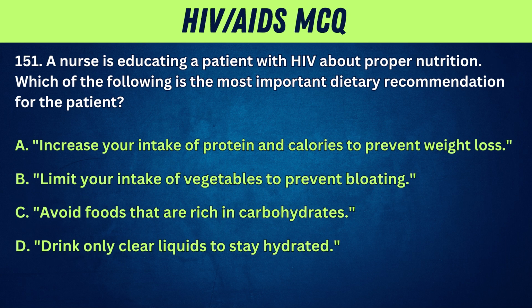Answer: A. Increase your intake of protein and calories to prevent weight loss. Rationale: HIV can cause weight loss and wasting syndrome, so it is important to increase protein and calorie intake to prevent malnutrition and maintain strength.